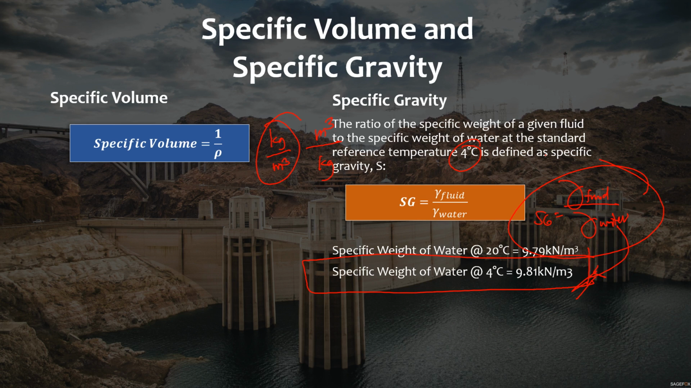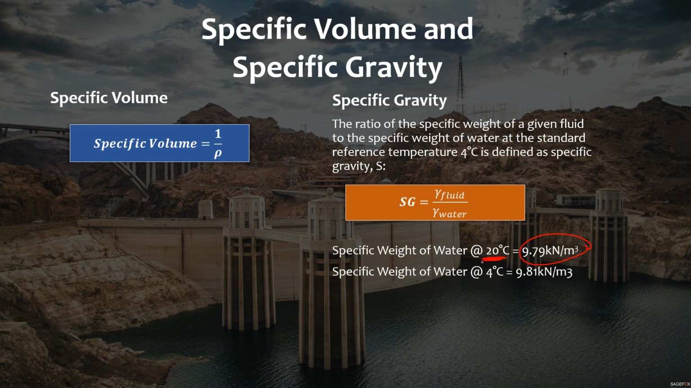But if it is specified there, yung temperature at 20 degrees, ang gagamitin nyo na unit weight of water should be 9.79. Okay, kapag 20 degrees Celsius ang specified temperature, ito ang gagamitin yung unit weight of water.